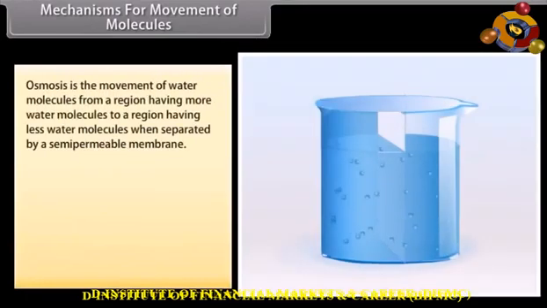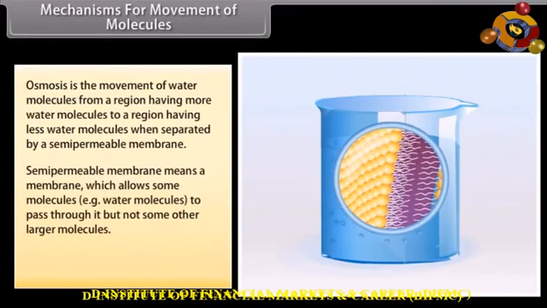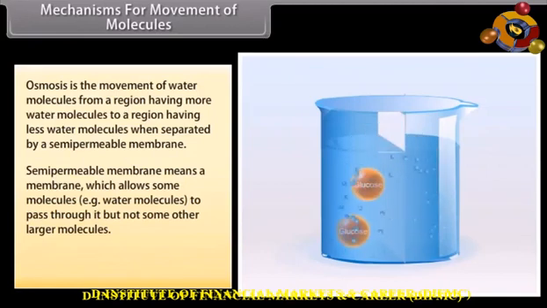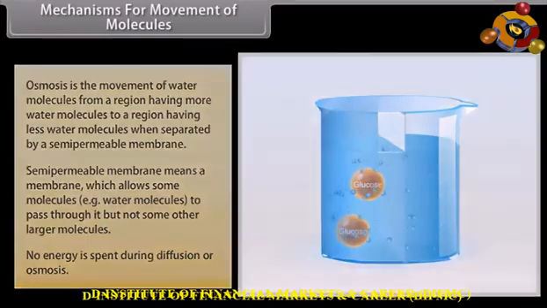Osmosis is the movement of water molecules from a region having more water molecules to a region having fewer water molecules when separated by a semi-permeable membrane. A semi-permeable membrane means a membrane which allows some molecules, that is, water molecules, to pass through it, but not some other larger molecules. No energy is spent during diffusion or osmosis.